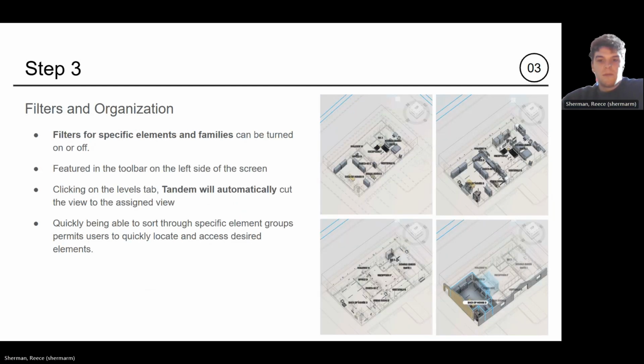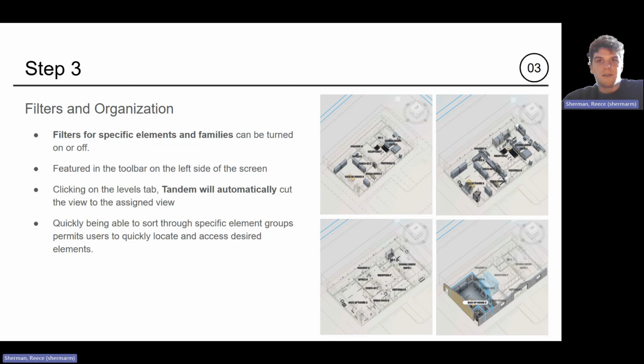Within Tandem, filters for specific elements and families can be turned on or off. I did say it does come in with very little input from the user. There's obviously going to be a little bit of work that needs to be done. Featured in a toolbar on the left side of the screen, filtering for certain elements or element categories gives a quick and easy to read view and helps organize the building.